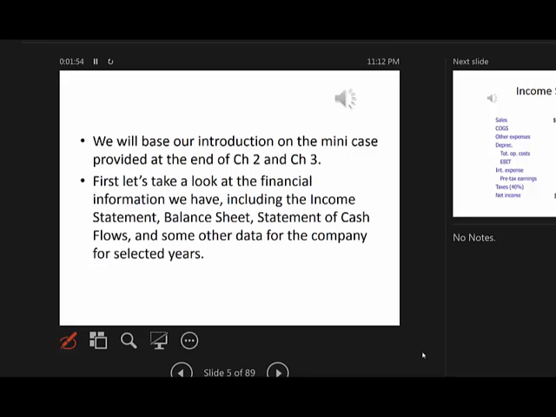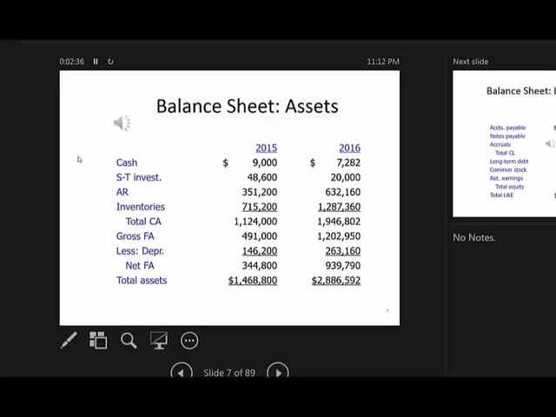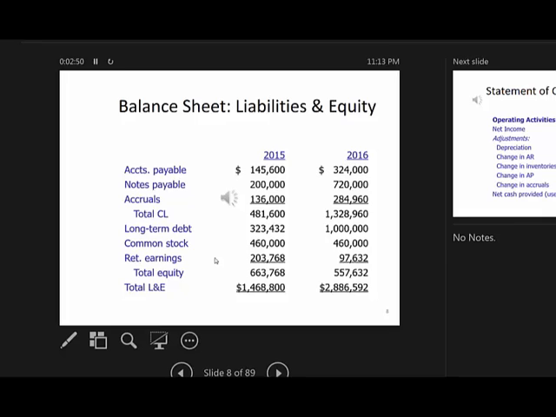First, let's take a look at the financial information we have, including the income statement, balance sheet, statement of cash flows, and some other data for the company for selected number of years. Here you have the income statement for this company for 2015 and 2016. On this slide, we have part of the balance sheet data for 2015 and 2016. This part is the asset part. Now we have the liability plus equity part of the balance sheet for 2015 and 2016.